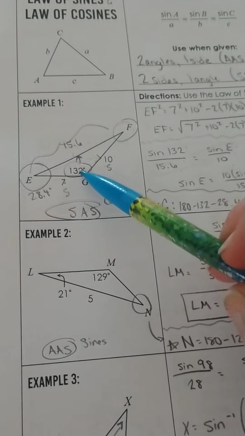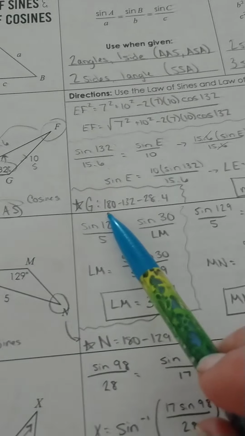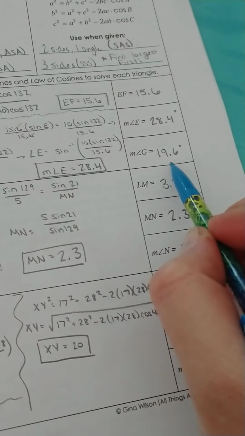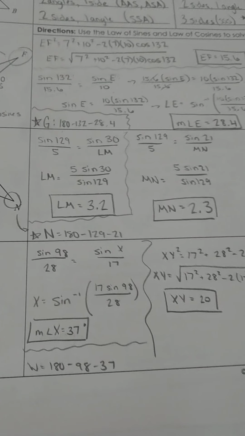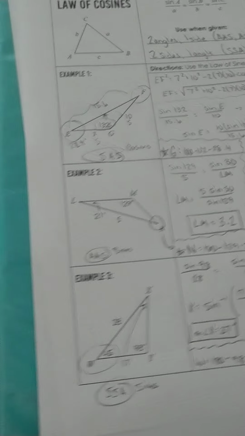And say, all right, I've got 132 and 28.4. So the measure of angle G is going to be 180 minus 132 minus 28.4. And that gave me 19.6 degrees. So these are not necessarily overly complicated. It is kind of difficult to figure out where to get started if you're not familiar with it, but once you get started, they roll pretty smoothly.